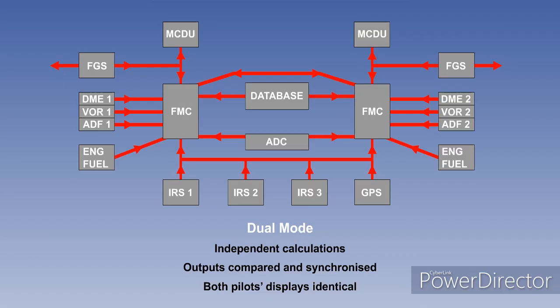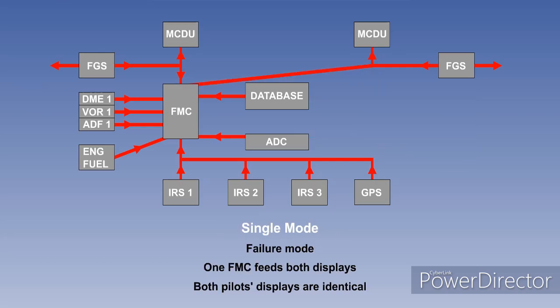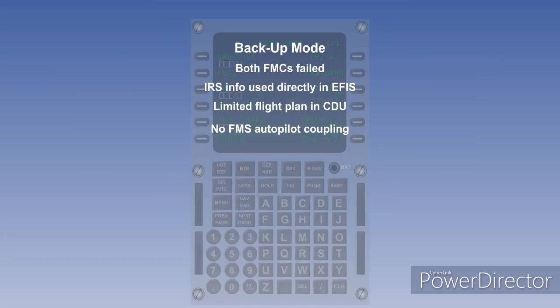We have already covered the primary mode and 2 of the reversionary modes, which, if you recall, were dual mode, independent mode, and single mode. There is also a backup mode, in which both FMCs fail. In this case, the IRS information is used directly in the EFIS. A limited flight plan is held in the CDU. No FMS autopilot couple is available.